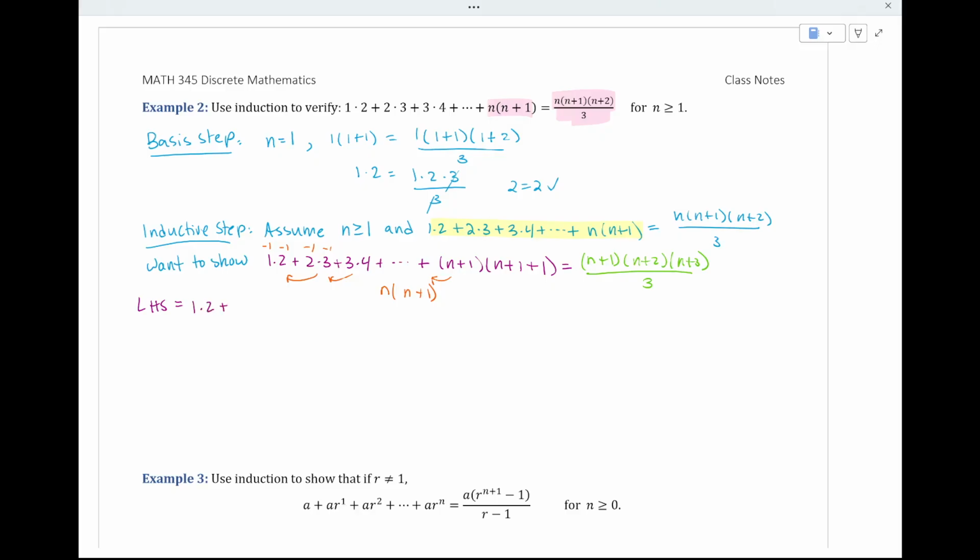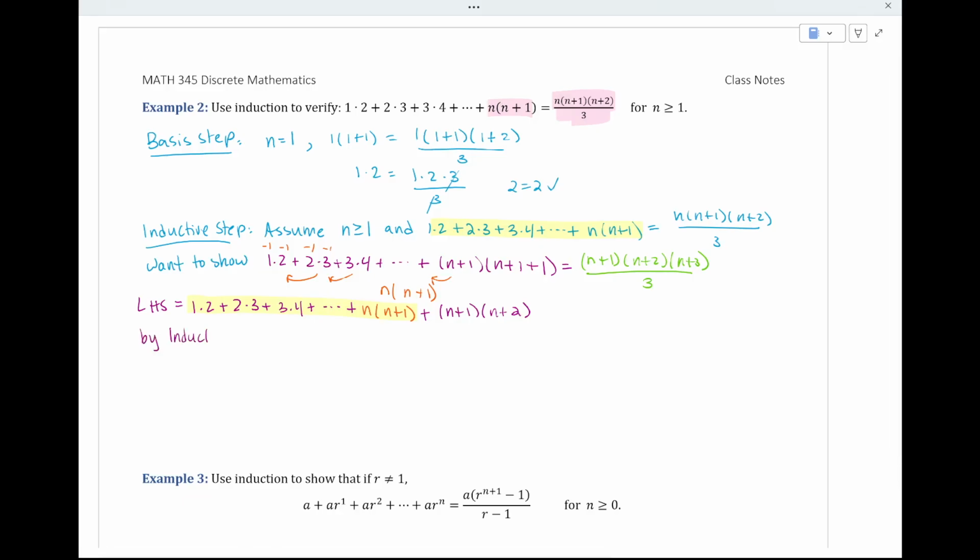1 times 2 plus 2 times 3 plus 3 times 4 plus dot dot dot plus the second to last term, n times n plus 1, plus n plus 1 times n plus 2. So this is my left-hand side, and this here, second to last term on back, is my inductive hypothesis.